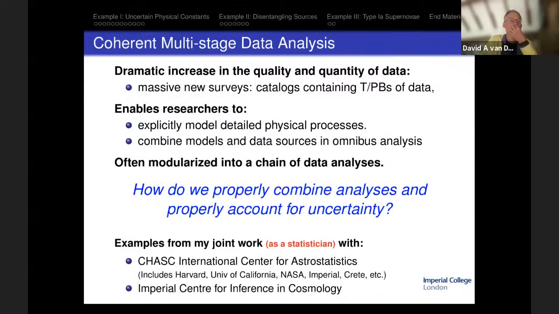I'm going to be talking about multi-stage data analysis. So what does that mean? I'm a statistician, so you all probably know better than I about the dramatic increases in the quality and quantity of data that's available to astronomers, astrophysicists, and really everybody else in the world these days. But in astrophysics, it's enabling researchers to explicitly model detailed physical processes, so understanding what's going on in the physics at a particular source or the expansion history of the universe or whatever that might be.